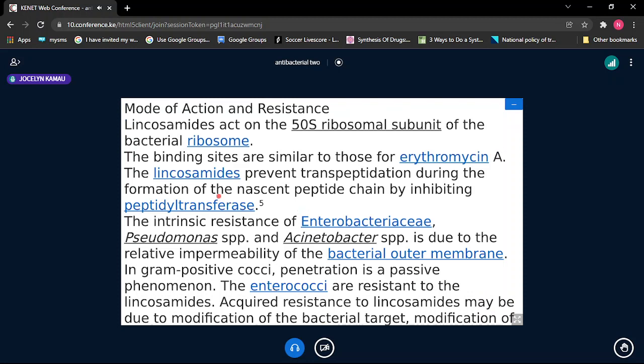Mode of action and resistance. On the active ribosomal subunit, we have already mentioned that the binding sites are similar to those of erythromycin. The lincosamides prevent transpeptidation during the formation of the peptide chain by inhibiting that enzyme. So again, they are protein synthesis inhibitors, very, very similar to erythromycin.